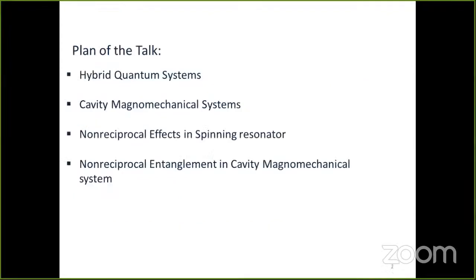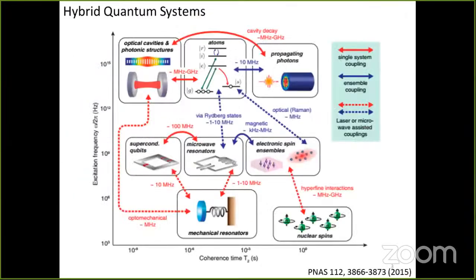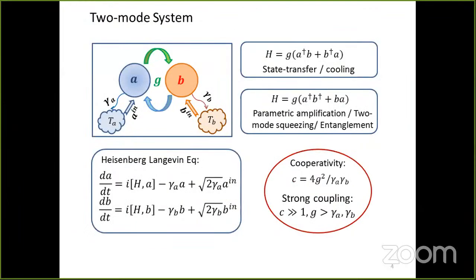Okay, sir. So I was talking about these hybrid quantum systems where we couple different types of quantum degrees of freedom, because these systems offer different advantages over each other for problem-specific jobs. For example, when we want to transfer information, photons are a good choice, but when it comes to storing information, photons are not a good choice because of their high decoherence rate. So mechanical oscillators come into the picture. There are different classes of hybrid quantum systems, and today I'm going to talk about cavity magnonic systems.